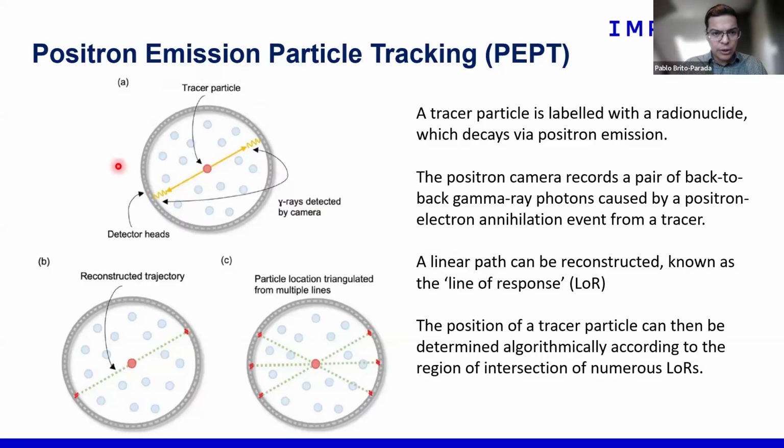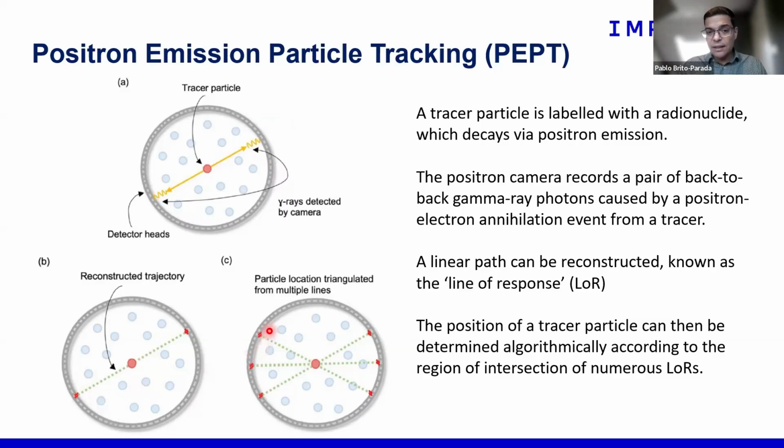So that's what I'm trying to show here. In these images, we have the tracer, positron annihilation, and then the detector heads detect those gamma rays that the particle emits. And then we can reconstruct the trajectory because we know that the sensors on opposite sides detect those almost linear back-to-back gamma rays. Now that happens very, very often, really quickly.